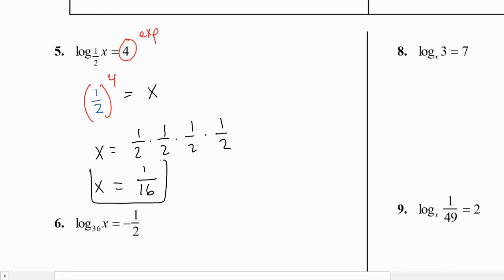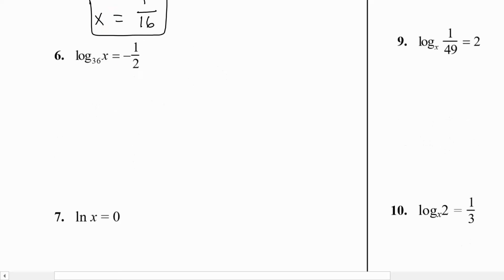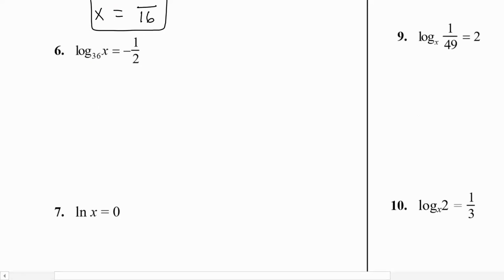And there we go. Number 6, we have the base of 36. The exponent's -1/2. Okay, so logs equal the exponent.